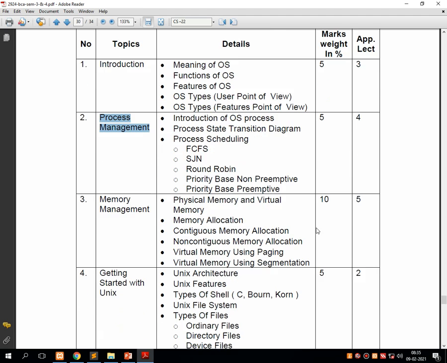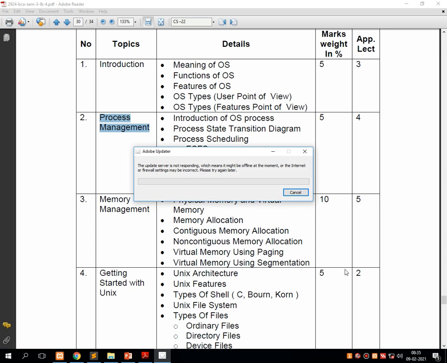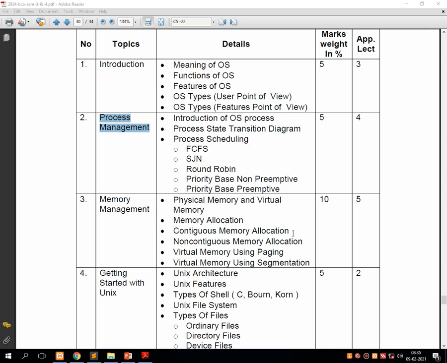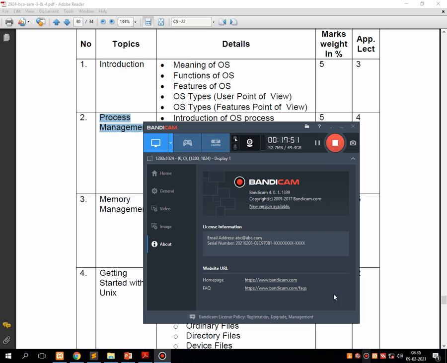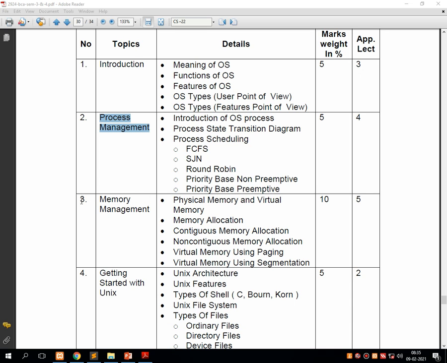Now, without wasting more time, we are starting the third unit, that is called memory management.